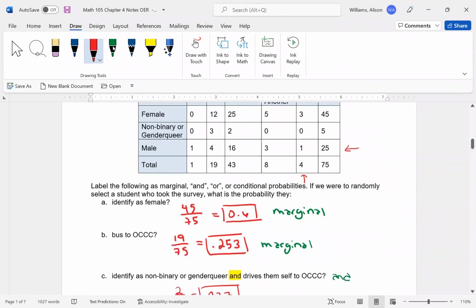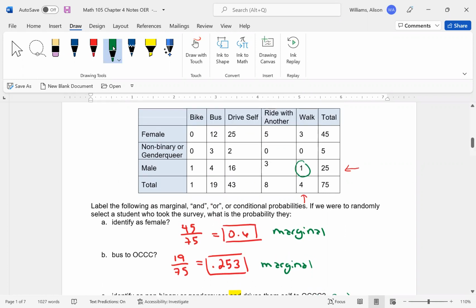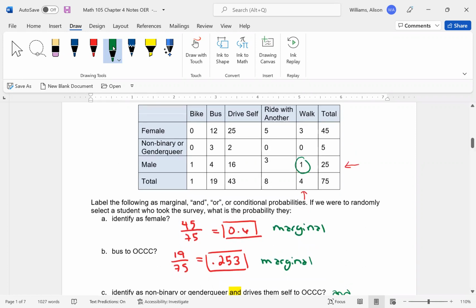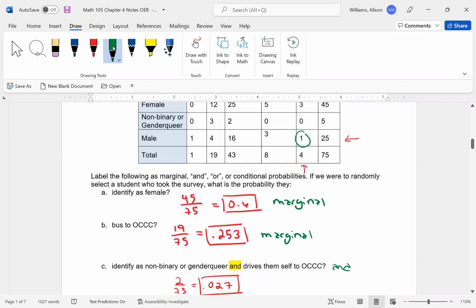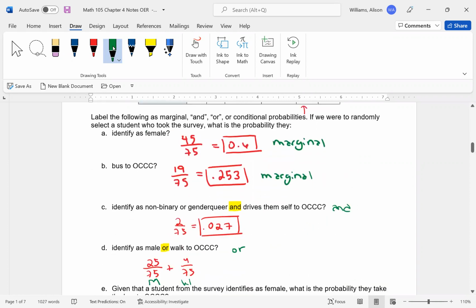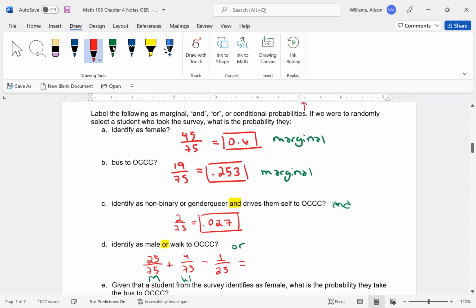So is there a double counting? And the answer is yes. This one right here is getting counted in both the 25 total and the 4 total from people who are walking. So I have to subtract that overlap of 1, which gives me, let's see, 25 plus 4 minus 1 is 28 out of 75, which is 0.373.